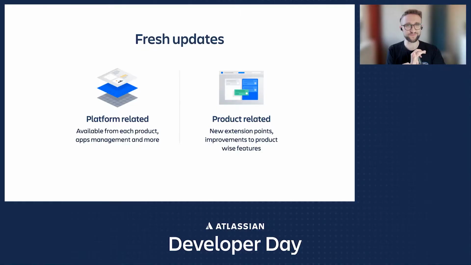What's new in Forge then? We can split our updates to the platform related ones. So those which are available for each product, like custom UI APIs, like storage API, but also application management, publisher experience, and so on and so forth. The second group are product related changes. So new extension points in both Jira and Confluence, and improvements to already existing ones.